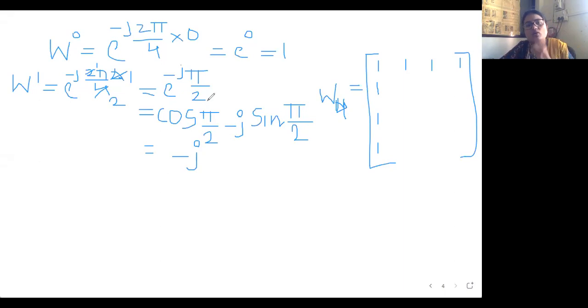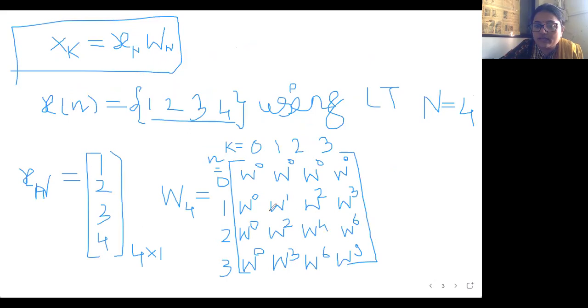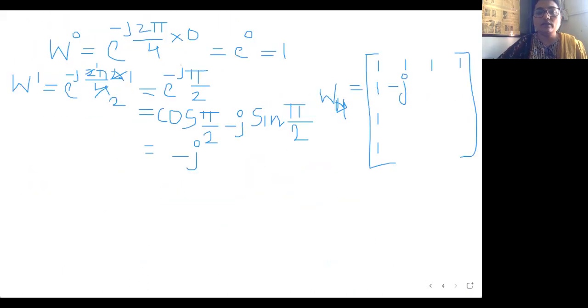So what is the value of W raised to 1? It is minus j. So we will write here the second element, minus j. W raised to 1 is minus j, which we have calculated. Now the next element, W raised to 2, I want to find out. So we will substitute again.